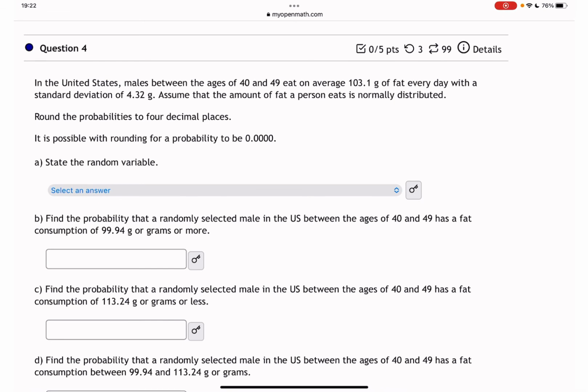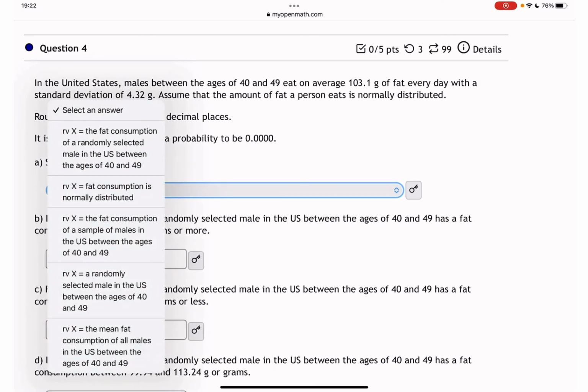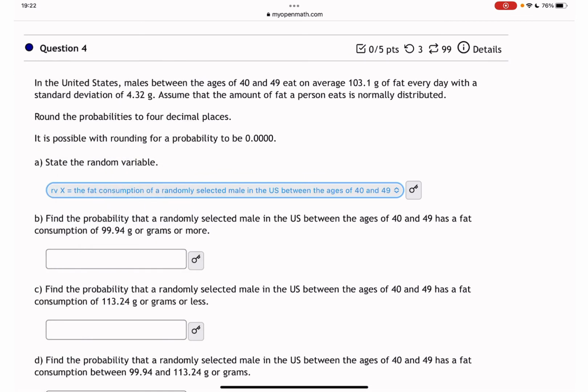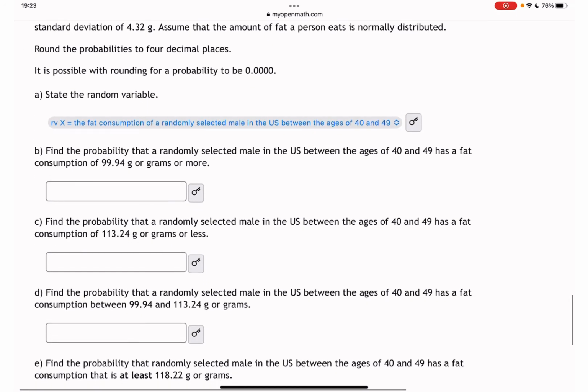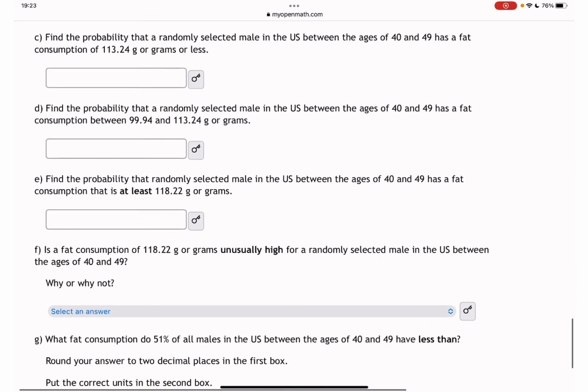What is going to be the random variable here? It's going to be the fat consumption of a randomly selected male in the US between ages 40 and 41. Here it is, because in the United States, males between ages 40 and 41 eat an average of 103 grams of fat every day with the standard deviation, and so on. So this is going to be our random variable. And then, let me see. Yeah, it's all the same. We already did.